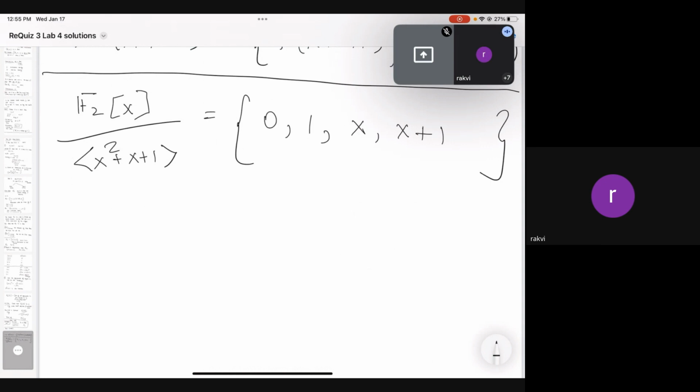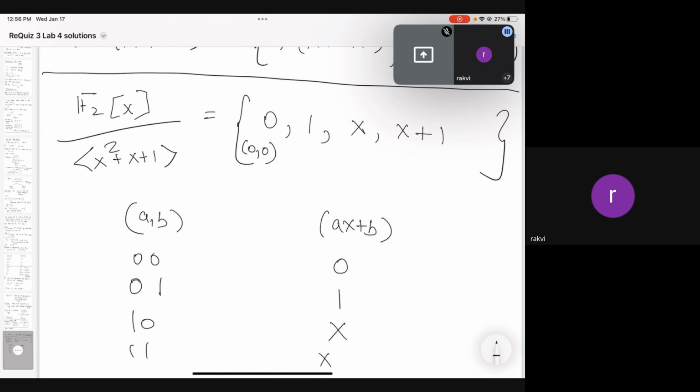Okay. So 0 is really 0, 0. Why 0, 0? Just how I showed, right? So we have 2 tuples, A and B, and then we have AX plus B. So this is all I'm doing, right? So if it is 0, 0, we get 0. If it is 0, 1, we get 1. 1, 0 gives me x, and then 1, 1 gives me x plus 1. Right? These are my polynomials.